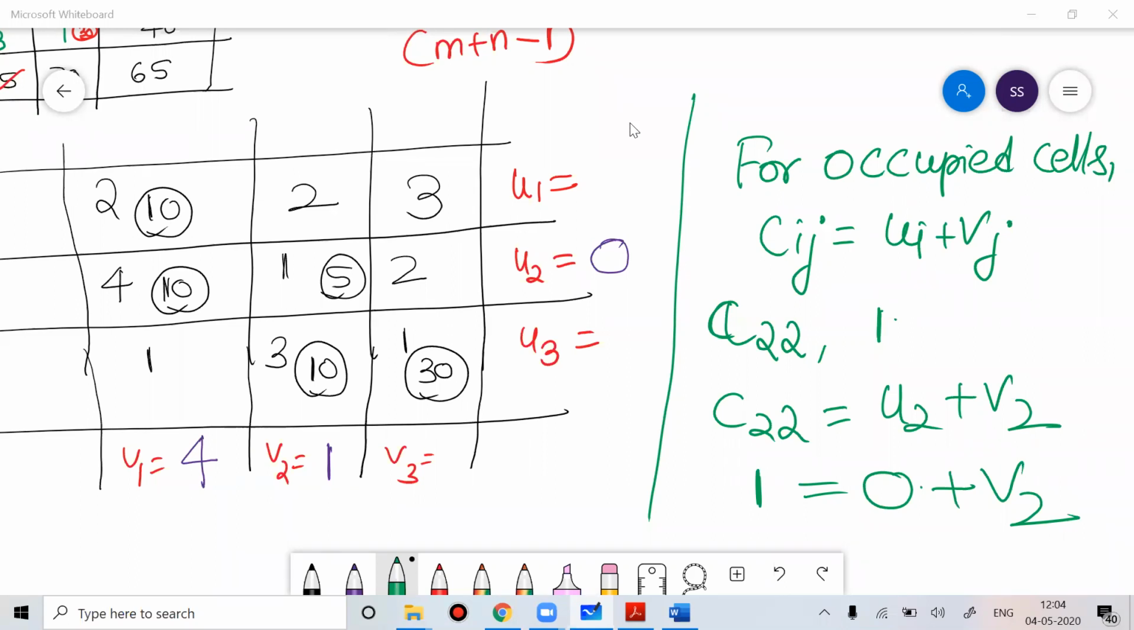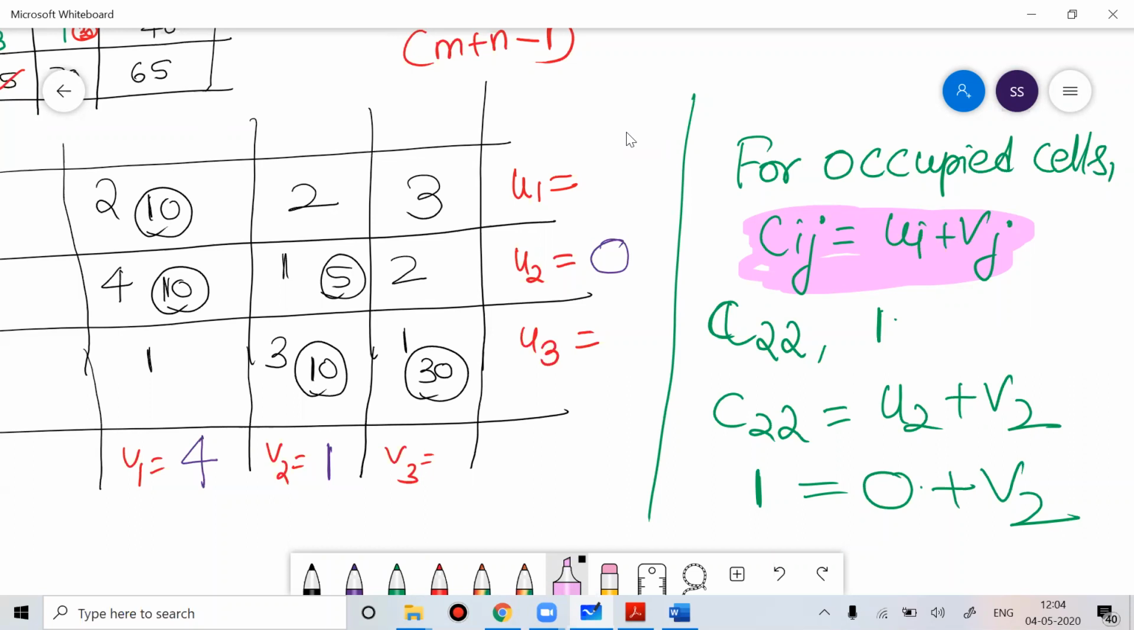With that you will find the value of V1 and V2. Anyone have doubt with V1 and V2? So we use that formula for finding the value of V1 and V2. So the V1 value would be 4 and V2 value would be 1. Why V1 value is 4, V2 value is 1?